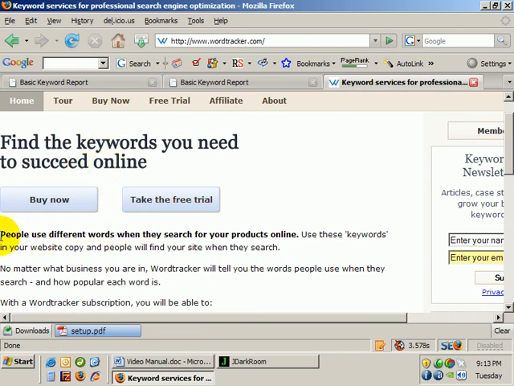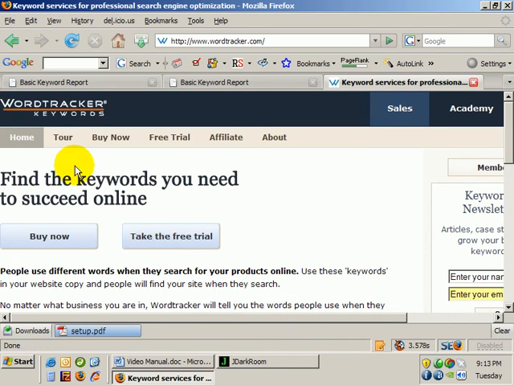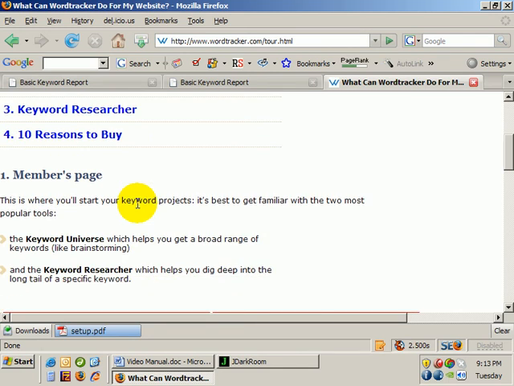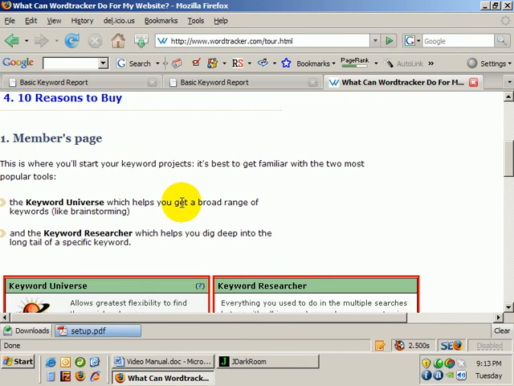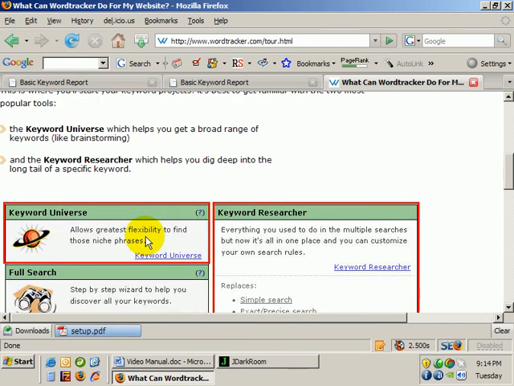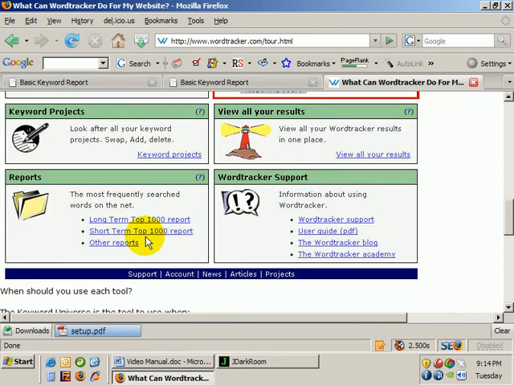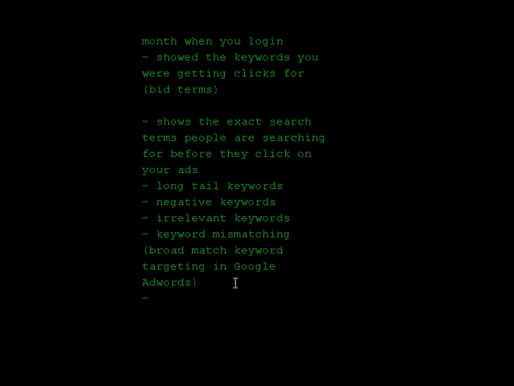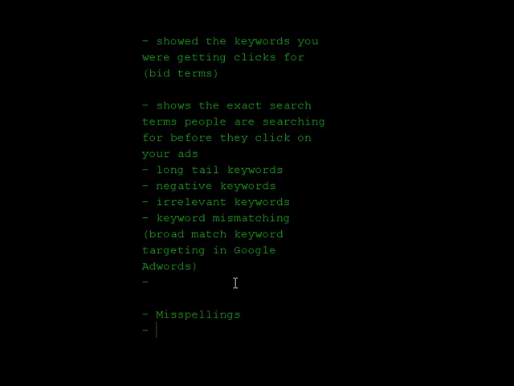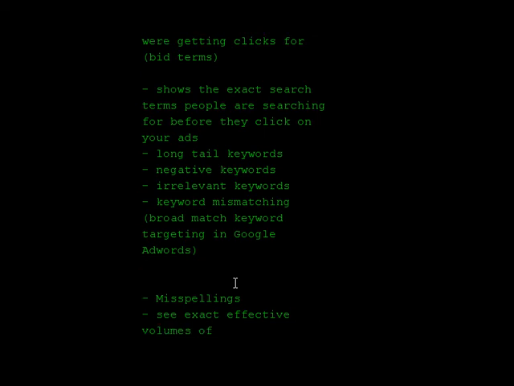And we'll just have a look down here. Do we have a features? Let's have a look in Tour. So they've got members pages. They do keyword digging, full search, keyword projects, misspellings. Let's write down some of this as we go. You get misspellings. You get to see exact effective volumes of keywords by clicks.